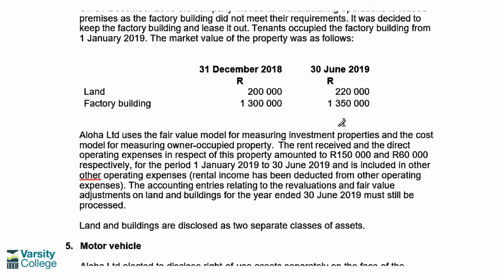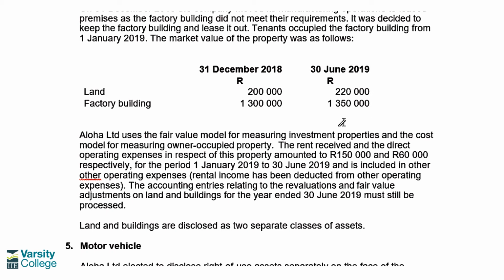The accounting entries relating to the revaluations and fair value adjustments on landed buildings for the year ended 30 June 2019 must still be processed. Okay, so they haven't done any of the entries for you. So let's unpack it. Now we've clarified that PP&E buildings are accounted for using the cost model. Investment property is using the fair value model.